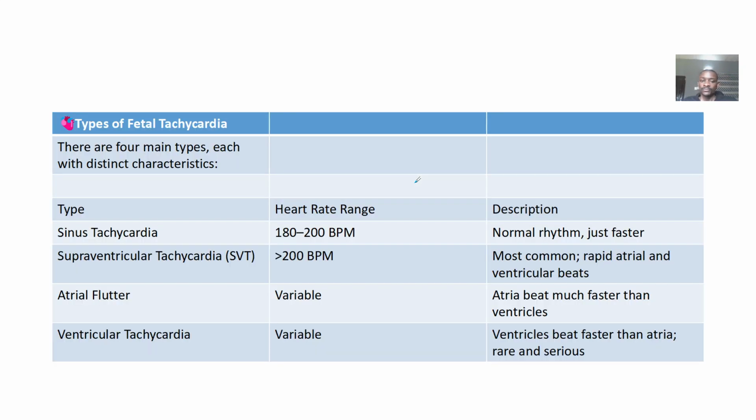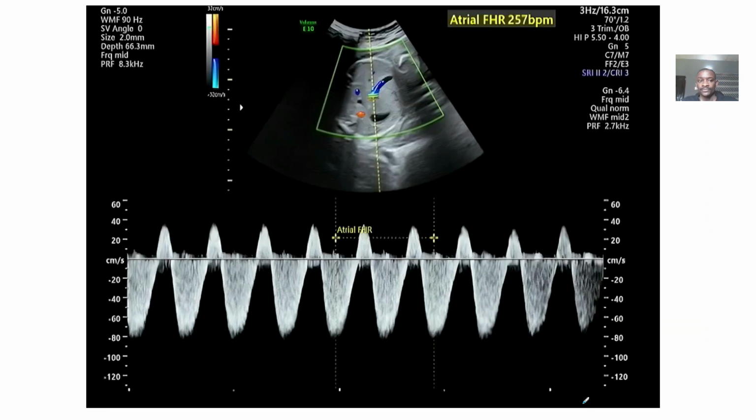All right. So types, it could be from the sinus, where it's getting so high, by 180 to 200. Supraventricular is even higher, above 200. Atrial flutter, then it could be ventricular tachycardias. Right. So these are the descriptions for you to know each type of tachycardia that I'm actually going to be setting in.